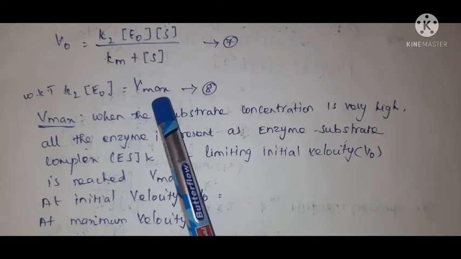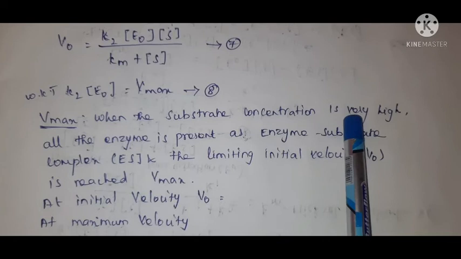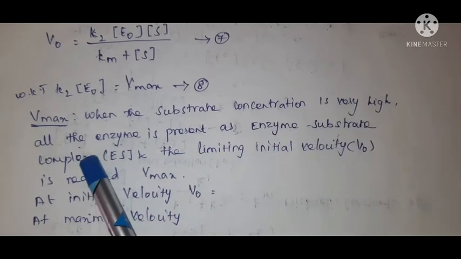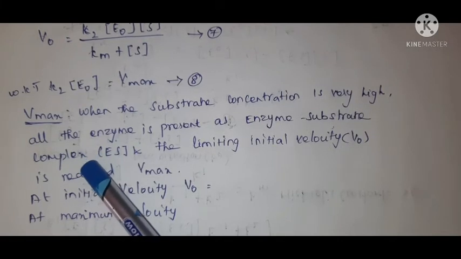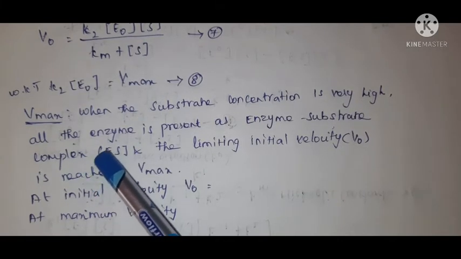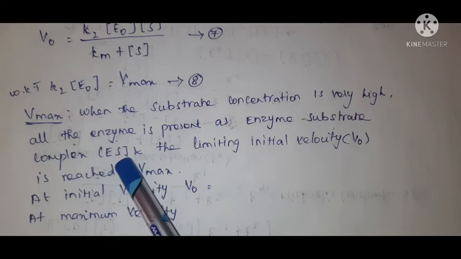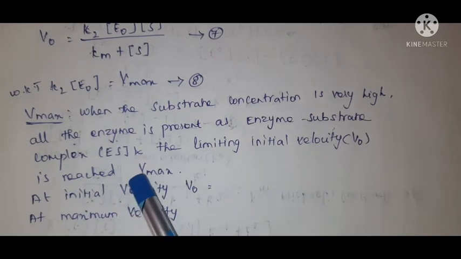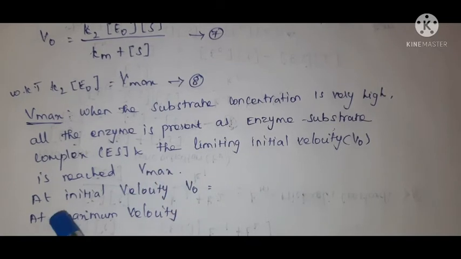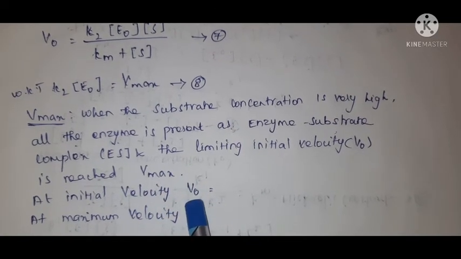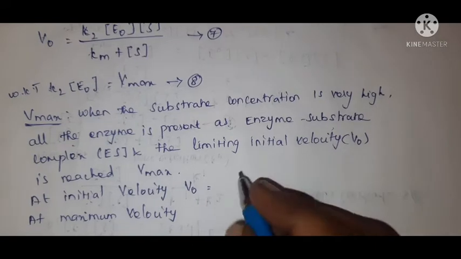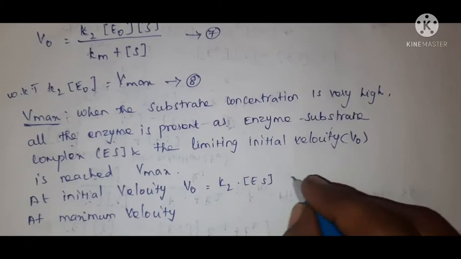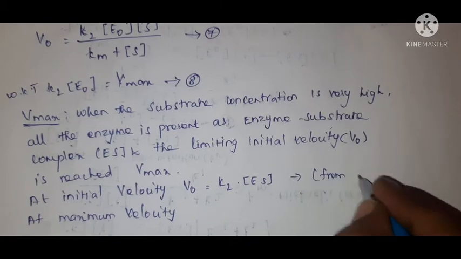So what is maximum velocity? When the substrate concentration is very high, all the enzyme is present as enzyme substrate complex. Okay, there is no free enzyme in the reaction. So all the enzyme is present as enzyme substrate complex. At that time the limiting initial velocity is reached, the maximum velocity. So at initial velocity, your rate equation, that is V naught, is equal to K2 into ES. So this is from equation 3.